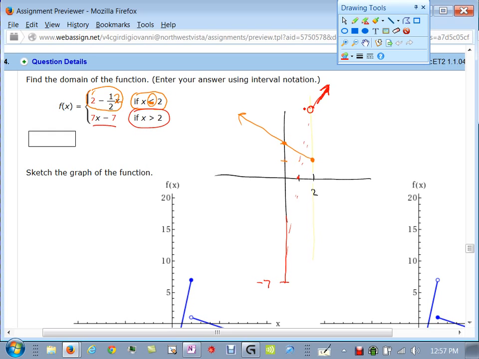So one way you could figure out where this is, just plug 2 in here, even though you're not supposed to. Plug 2 in. 2 times 7 is 14, minus 7 is 7. So it's up here at 7 is where that hole is, and then from there up, well, that's got a steeper slope of 7. So let's try and look at our options here.